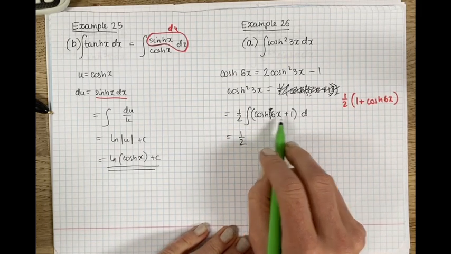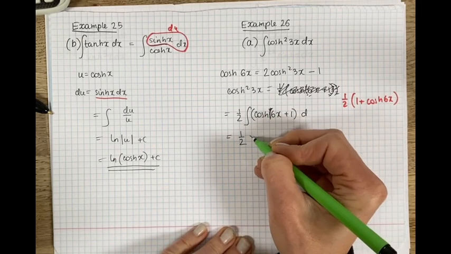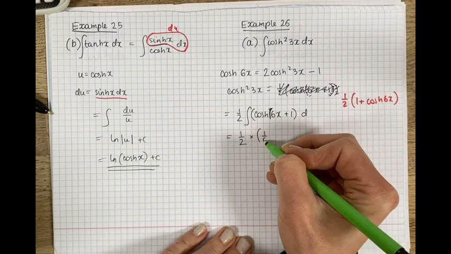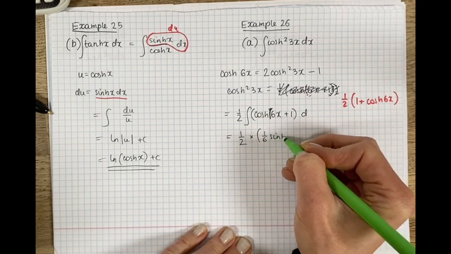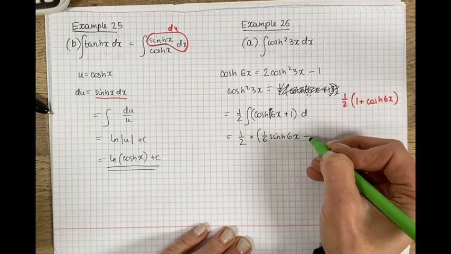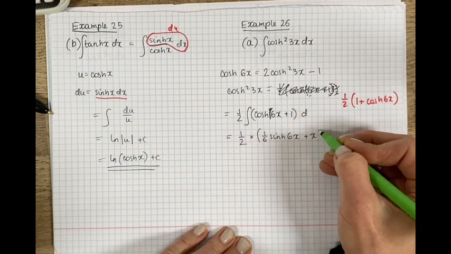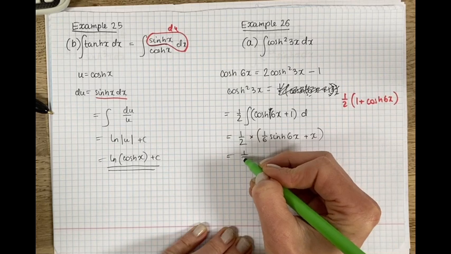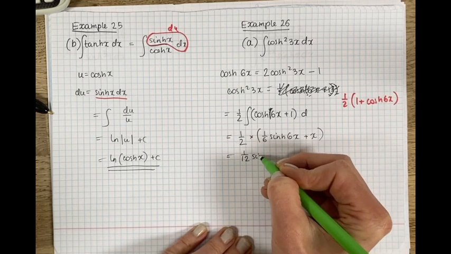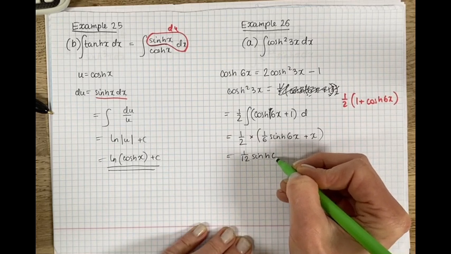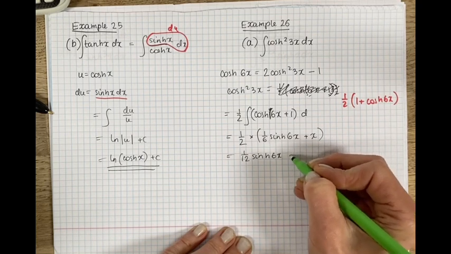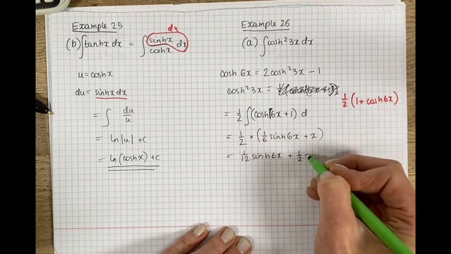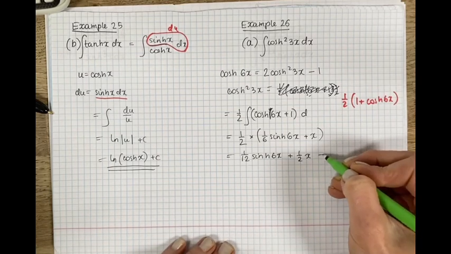Okay, so this becomes quite easy. Cosh goes to sinh. You need to divide by 6. So you've got 1/6 of sinh 6x, plus that goes to x. So multiply it out, you've got 1/12 sinh 6x plus a half of x plus c.